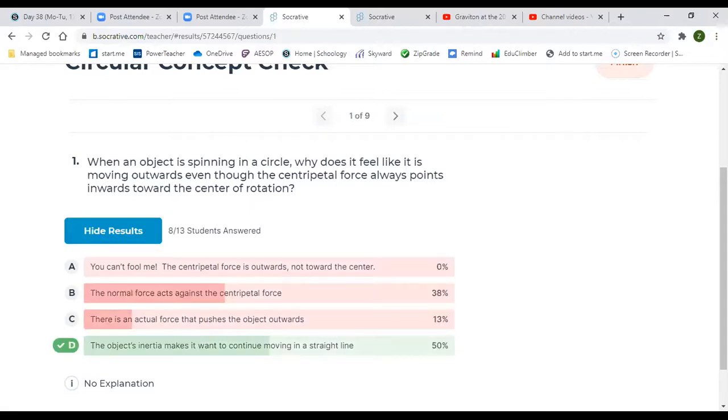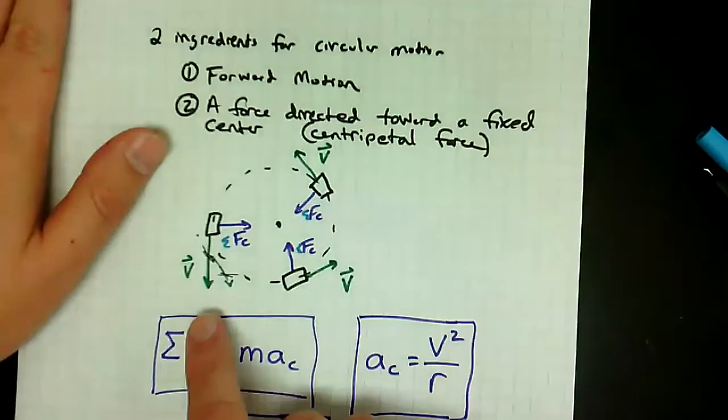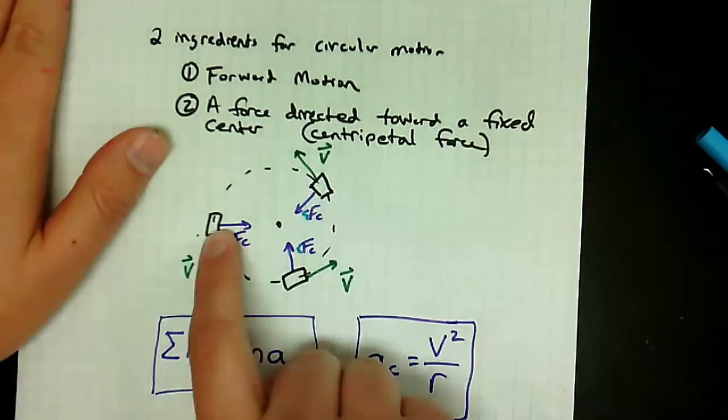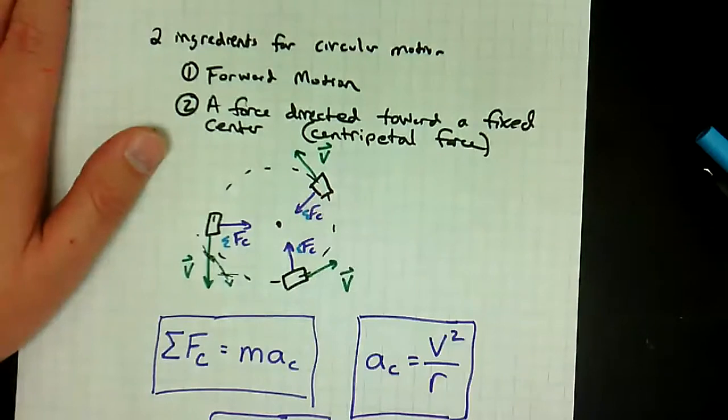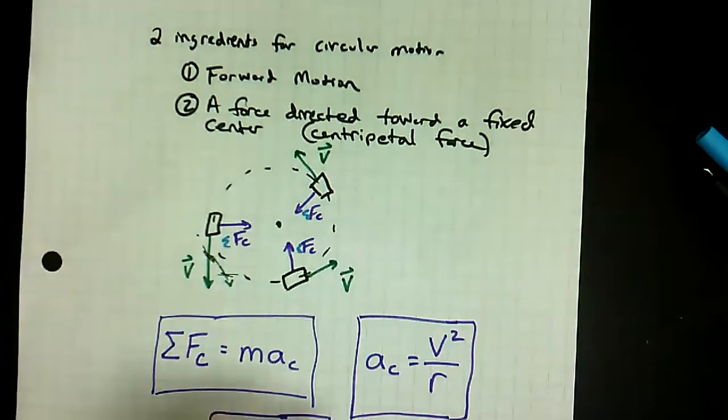All right, good. So the key is it's the object's inertia. There is nothing that pushes something towards the outside. It's the object's inertia that makes it feel like it wants to go to the outside, right? If I could go to my document camera here for a second. We've done a lot with this notes page, right? Remember we said that circular motion is a combination of the centripetal force going towards the center and forward motion. The thing that keeps your forward motion is that you have inertia, right?